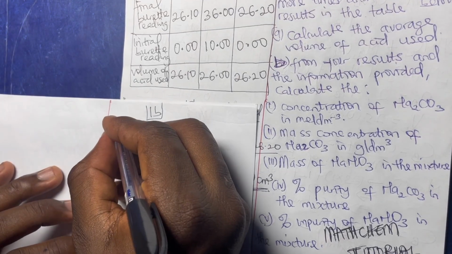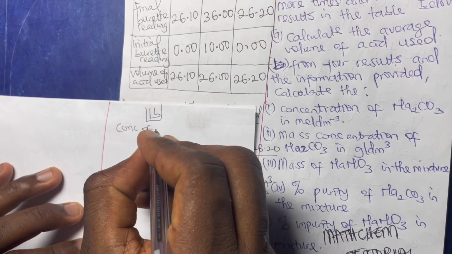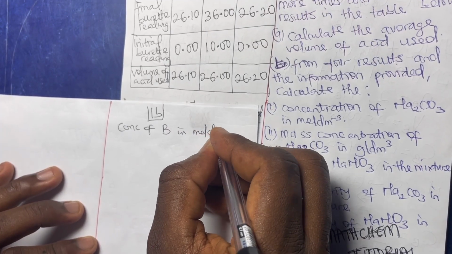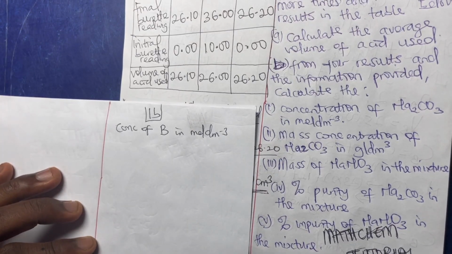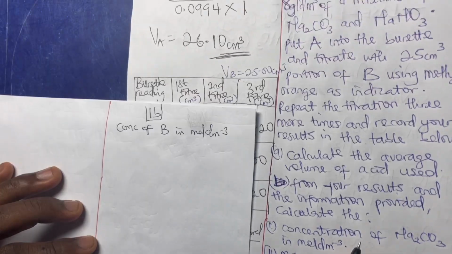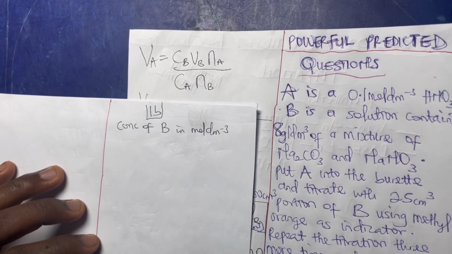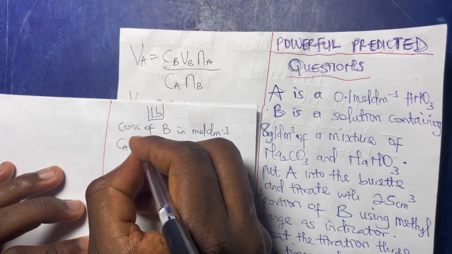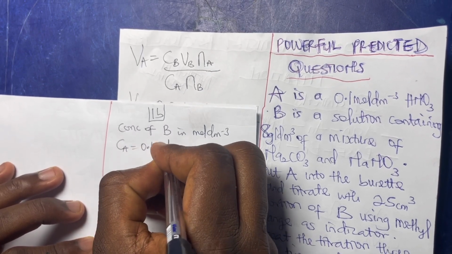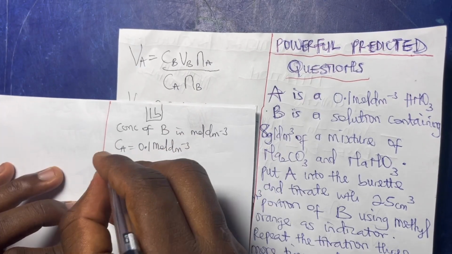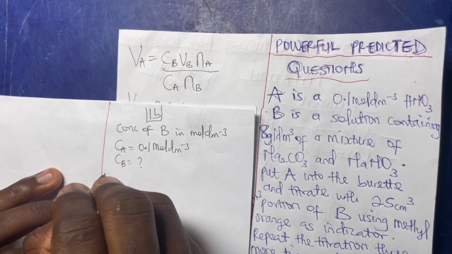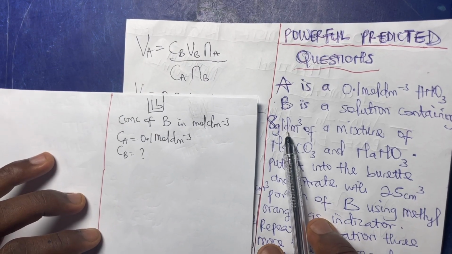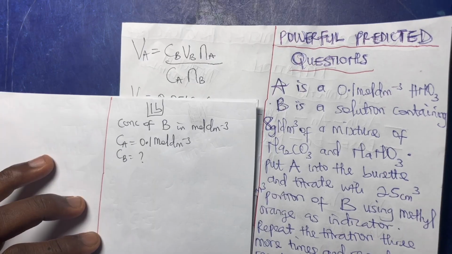So how are we going to give out that? For us to look for the concentration of B, that's Na2CO3 in mole per dm cube, what are we going to do? Because of these parameters we have, let me list out all these parameters first. So we have the Ca, that's the concentration of the acid in mole per dm cube, that is 0.1 mole per dm cube. So we don't know Cb. I want to list all the parameters. We have the concentration in gram per dm cube of the mixture of Na2CO3 and NaNO3.